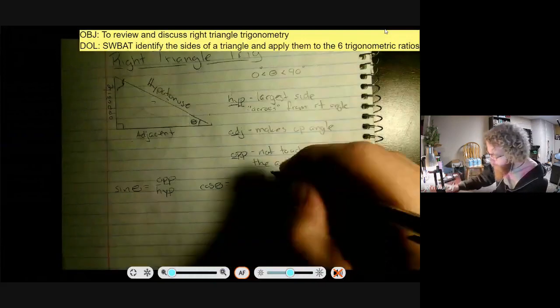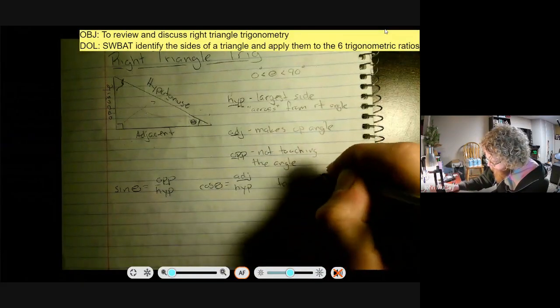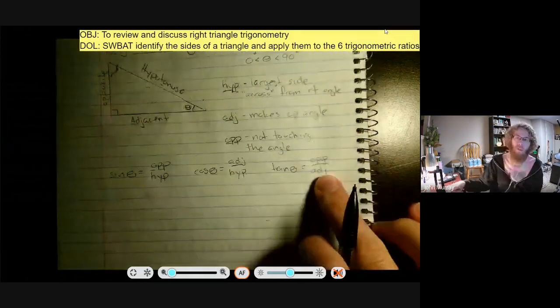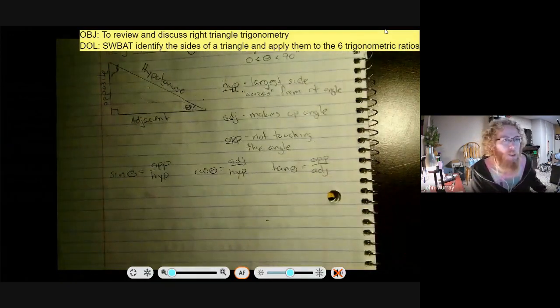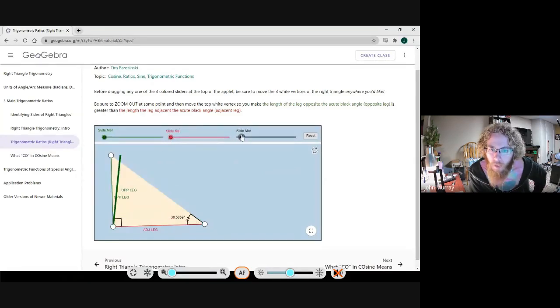And then we have the tangent, and that is the ratio of the opposite over adjacent. Now I'm just going to show you the manipulative here just so you can see. Here I have my opposite leg, and now I'm comparing it to my adjacent leg.